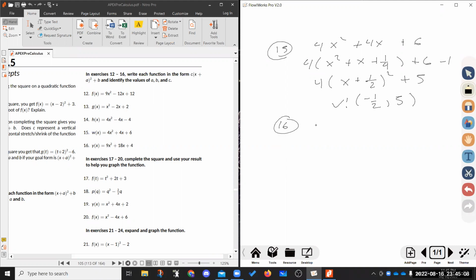Number 16. 9x squared plus 18x plus 4. 9 comes out. Half of my middle number squared. And I'm going to subtract off 9 times 1. So this gives me 9 times x plus 1 squared minus 5. And my vertex is at -1, -5.